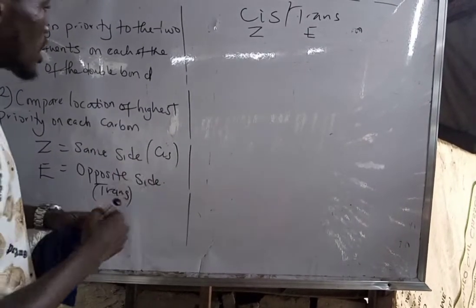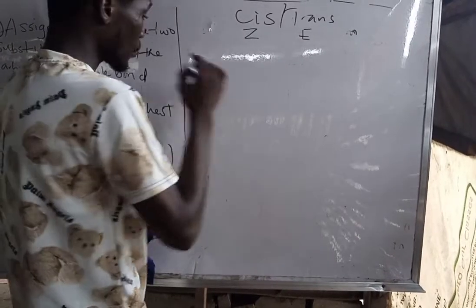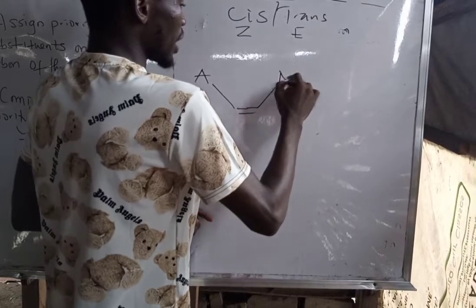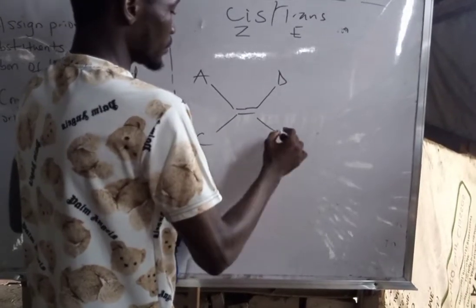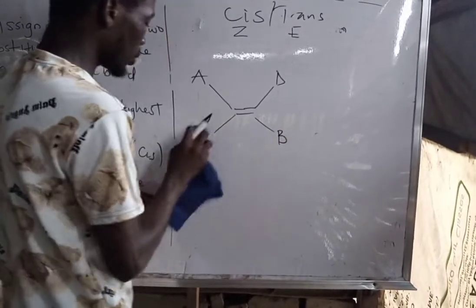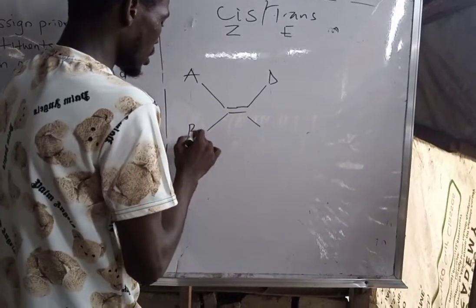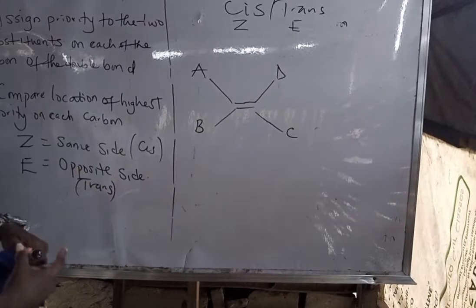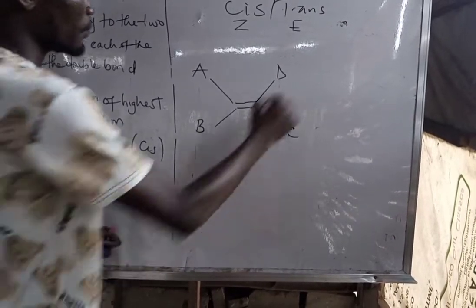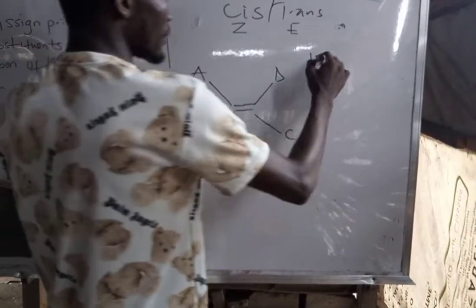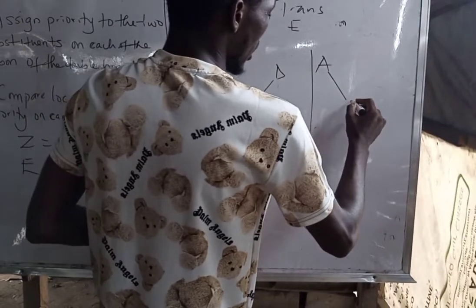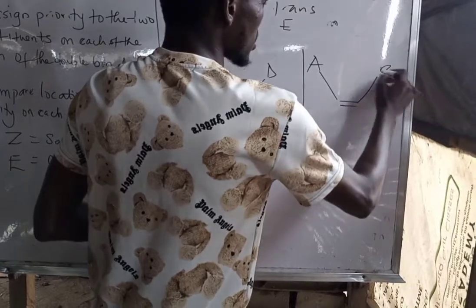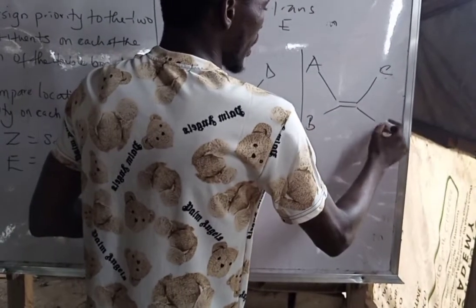So the first thing is I have A, I have it in this form. Then I have C, and we have B. This is how it goes. Are you with me now? We have A, the same thing here. We have C here, we have B here, we have D here.